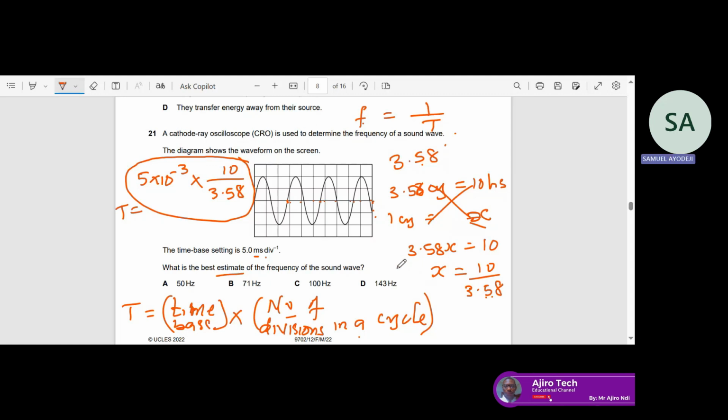No. Let me calculate again. I don't know why I'm getting this. I said this particular one is correct, this and this. Yes, divided by 10, not over this. 1 divided by equal.